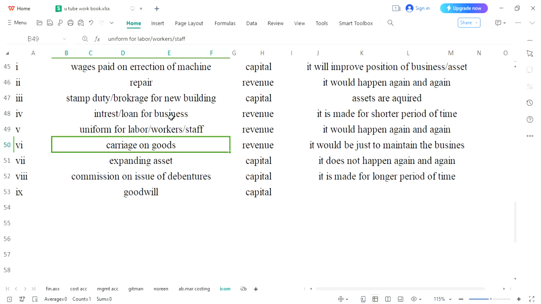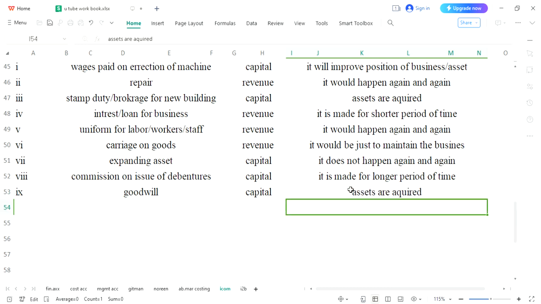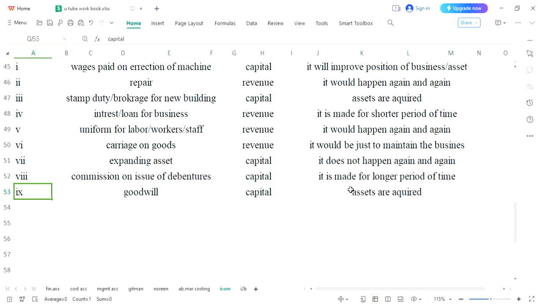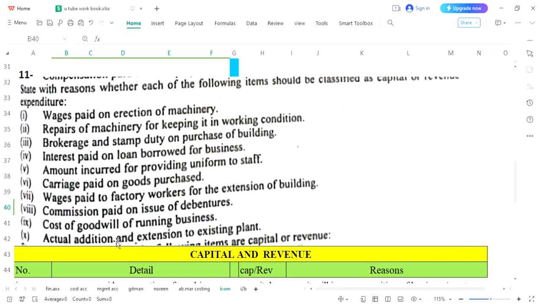Why am I calling it strange? Because this is a kind of asset which you cannot touch. Even then it is an asset. Please understand, assets are normally those things which you can feel, which you can touch. But goodwill is a sort of asset which you cannot touch. It is present in the minds, in the memories. Even then you are calling it your asset, and since it is an asset, it would be considered your capital. Now number 10 is saying actual addition and extension to existing plant.